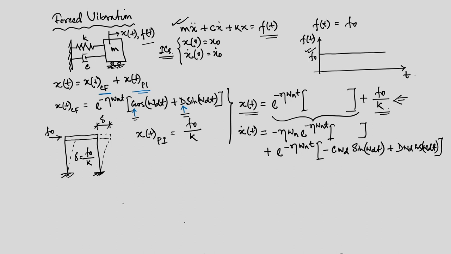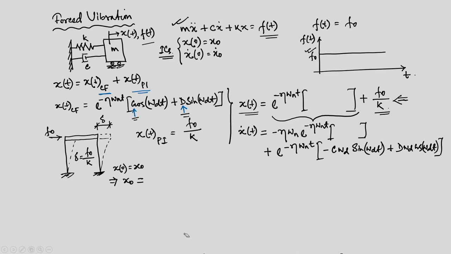Now, what we have to do now? We have to satisfy the initial condition. So, if we consider the first initial condition, so x 0 is equal to x naught. If that is the case, obviously x naught is equal to, we have to put 0 in this expression. So, if I put t equal to 0, obviously e to the power minus eta omega n times 0, so that will be e to the power 0.